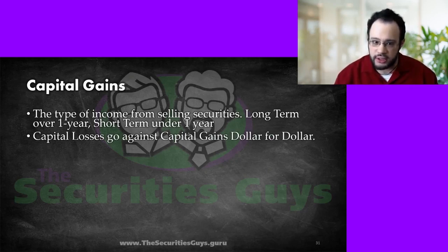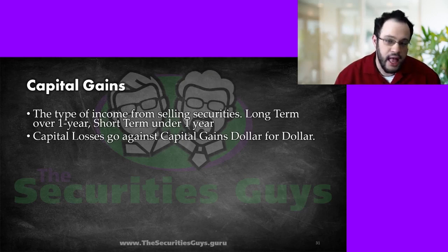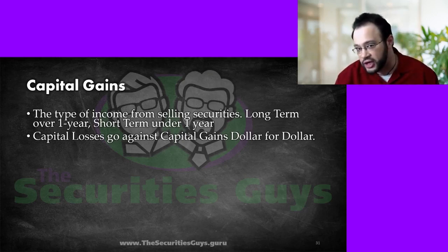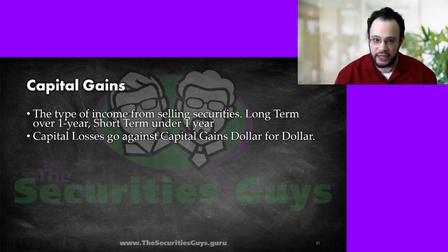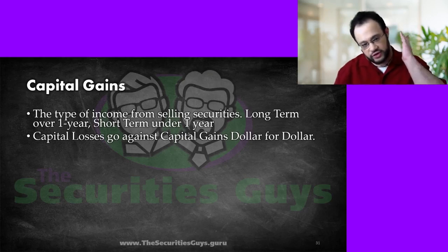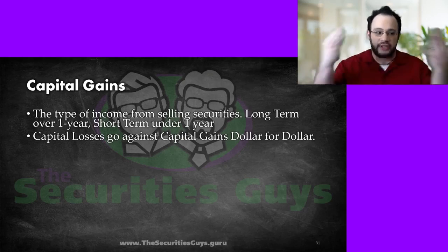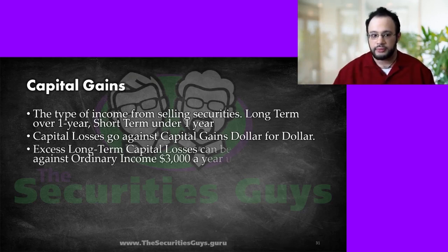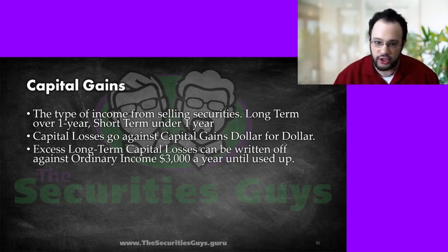Capital losses go against capital gains dollar for dollar. If this year I sold something that I had for more than a year at a $5,000 loss, and I sold something else at a $5,000 gain, well, I've got nothing that I've got to pay taxes on this year. 5,000 loss, 5,000 gain, dollar for dollar, they go away. Excess long-term losses, though, not short-term, long-term losses, can actually be written off against ordinary income up to $3,000 a year until used up.